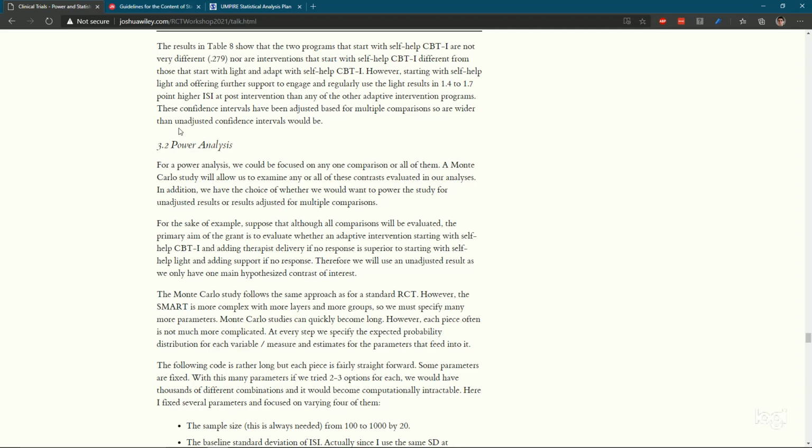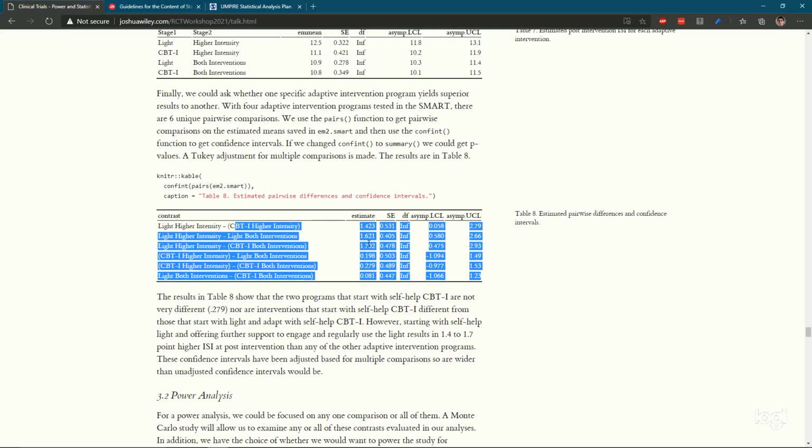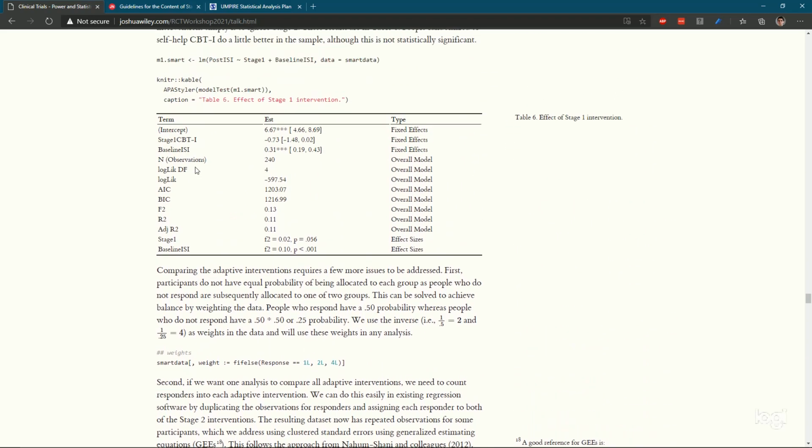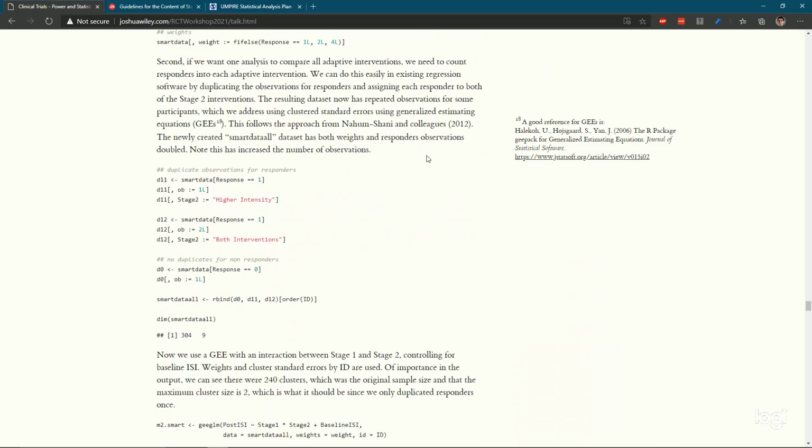Now, when we talk about a power analysis for this SMART design, which is the last thing we're going to talk about, we could be focused on any one comparison. We could be focused on all of them, right? There's a lot of different pairwise contrasts here. We also earlier had just what is the overall effect of the stage 1 intervention.